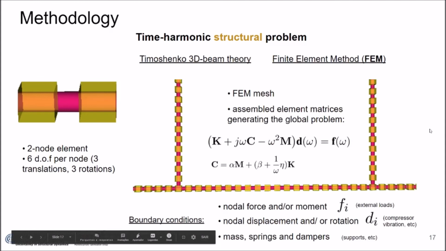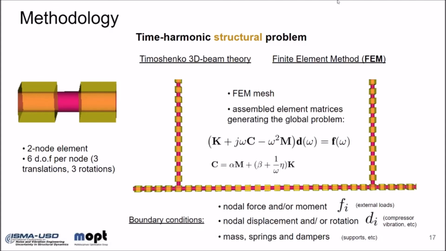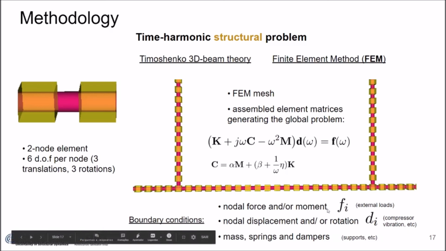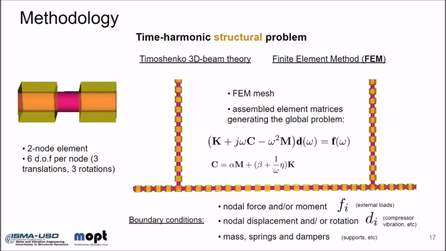Now we can develop a numerical procedure based on the finite element method with a mesh for which the assembled element matrices generate the global vibration problem, here considered with viscous and hysteretic damping. The boundary conditions considered are nodal forces to simulate some external loads, nodal displacement and rotation to consider the compressor vibration, for example, and we can add mass, springs, and dampers to simulate some types of supports.